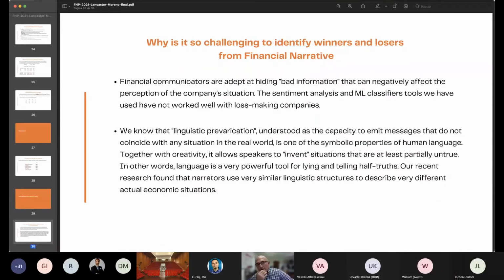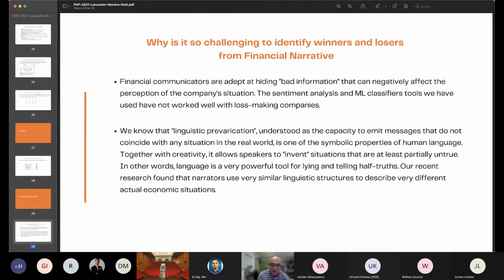Why is it so challenging to identify winners and losers for financial narrative? That's the question. Financial communicators are adept at hiding bad information that can negatively affect the perception of the company's situation. The sentiment analysis and the machine learning classifier tools that we have used have not worked well with large companies.